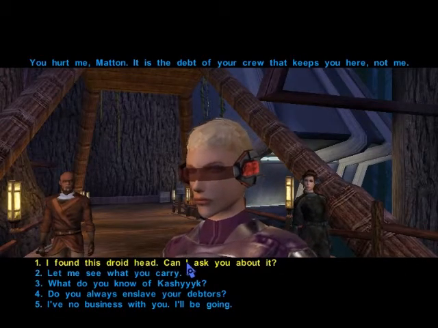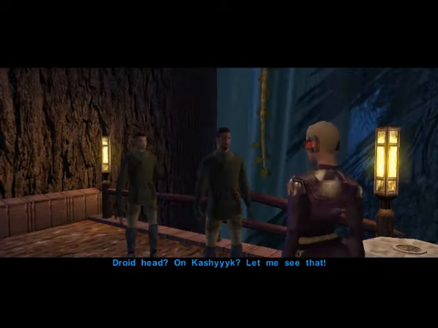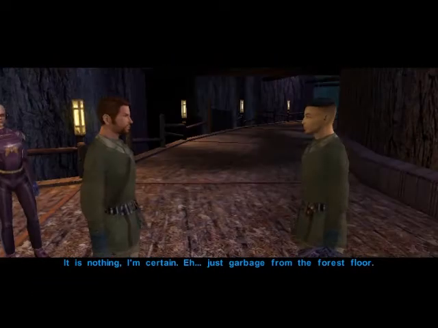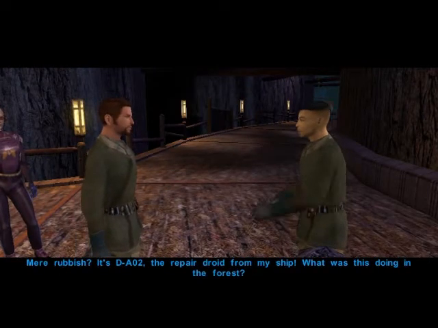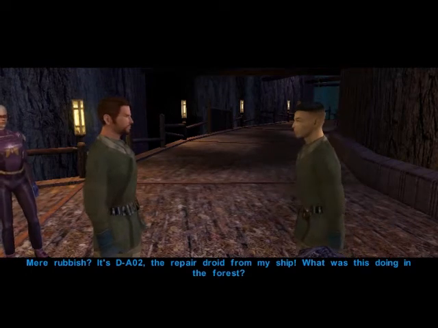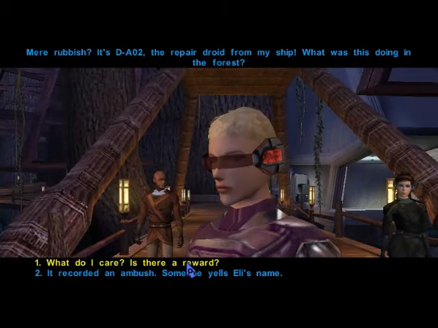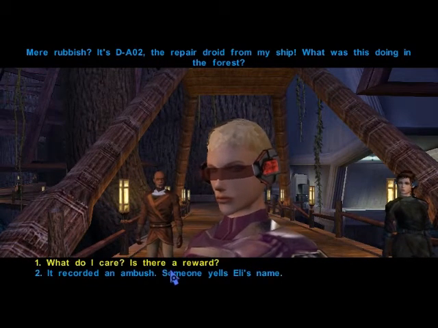I found this droid head. Can I ask you about it? Droid head? On Kashyyyk? Let me see that. It's nothing. I'm certain. Just garbage from the forest floor. Mere rubbish. It's DAO2, the repair droid from my ship. What was this doing in the forest? What do I care? It recorded an ambush.